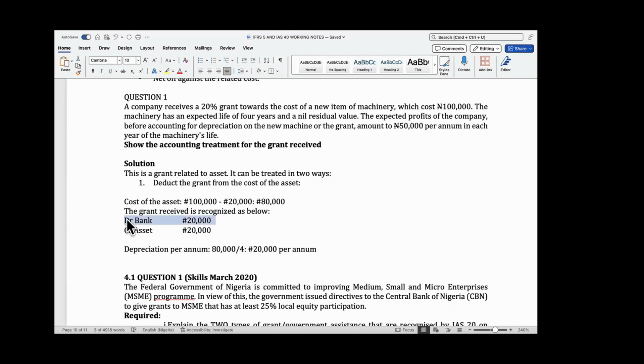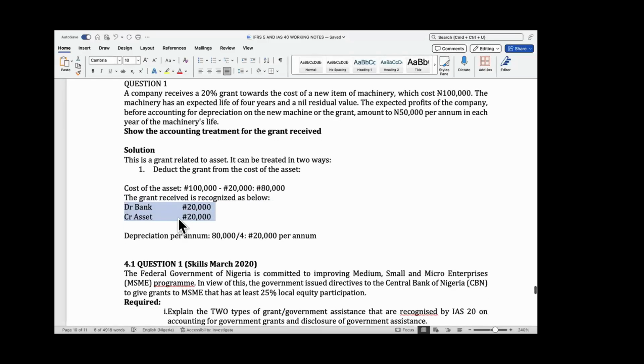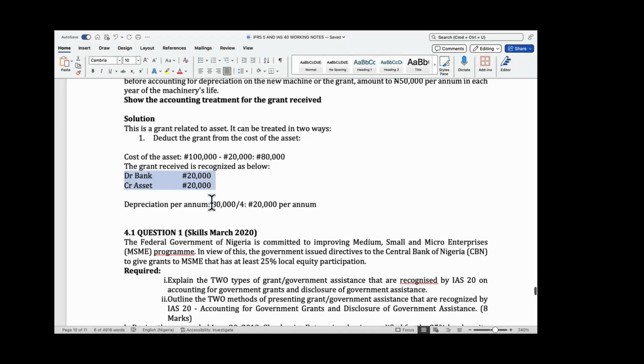Even if they have not given it to us, that we have not received it in money, what you are debiting is grant receivable account. Grant receivable as an asset. So this is how it will be recognized. And that is all you do, as far as you are using it to deduct the cost of your assets.